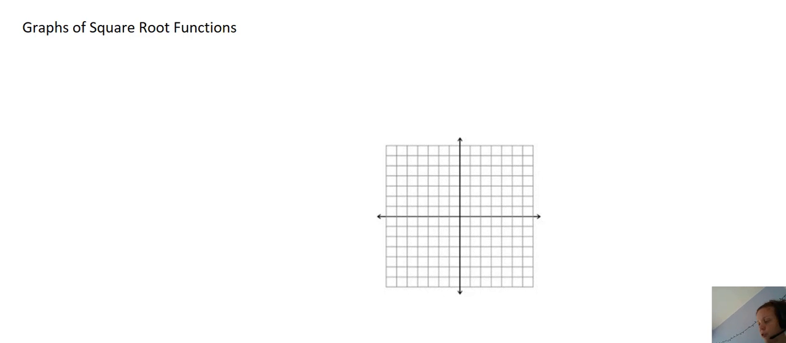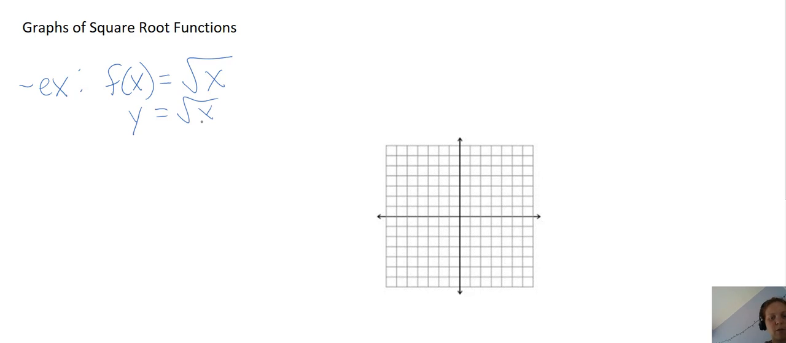Graphs of square root functions. Let's look at the most basic, and I'm going to write this as f of x equals square root of x. Same thing as if this was y equals square root of x. So let's look at different points that will work in this equation and see what the graph looks like.